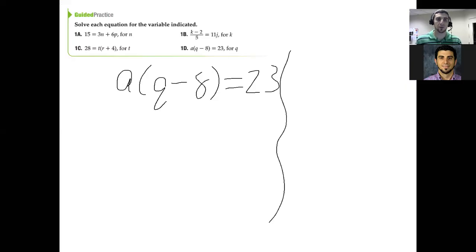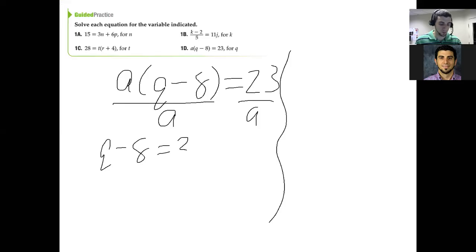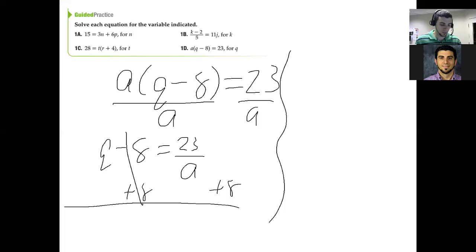The first way is to divide by a, and you get q minus 8 equals 23 over a. Oops, not over 8, over a. And then add 8 to both sides. And you would get q equals 23 over a plus 8. Now it's not over a plus 8, it's 23 over a, plus 8. Okay, the 8's not snuck into the denominator or anything like that.